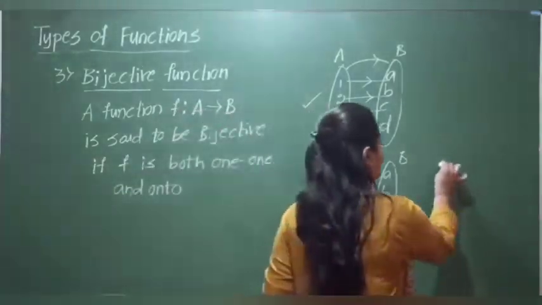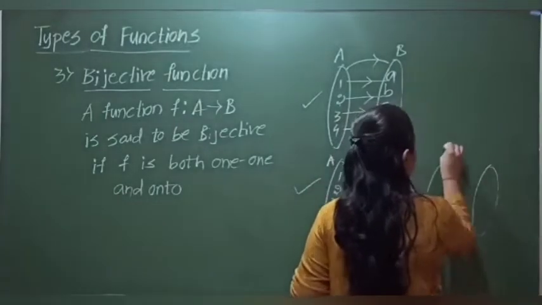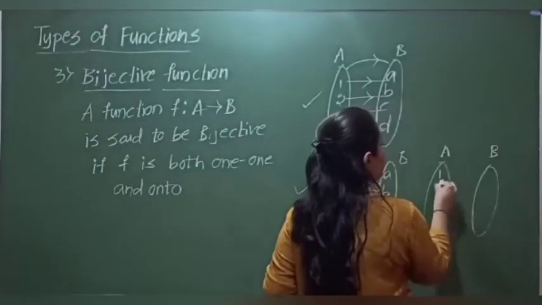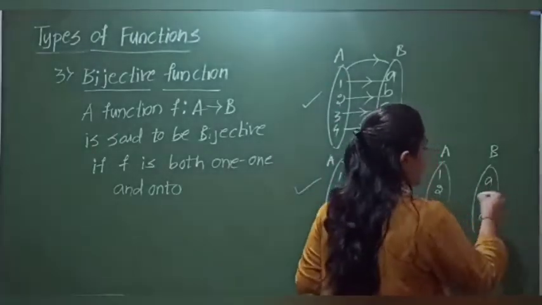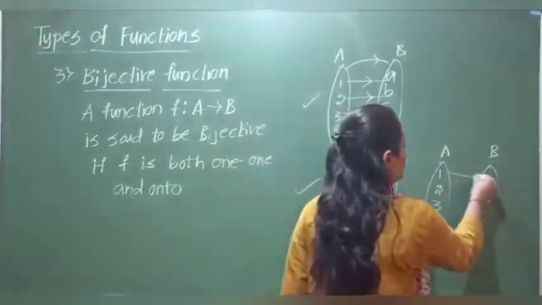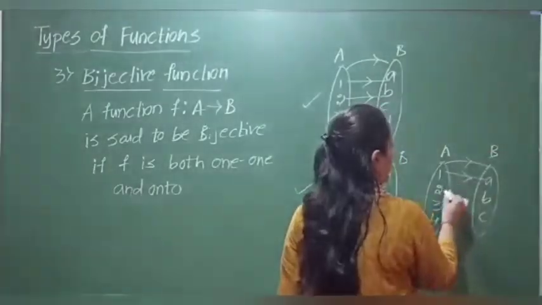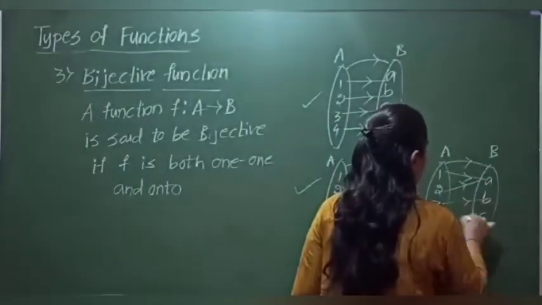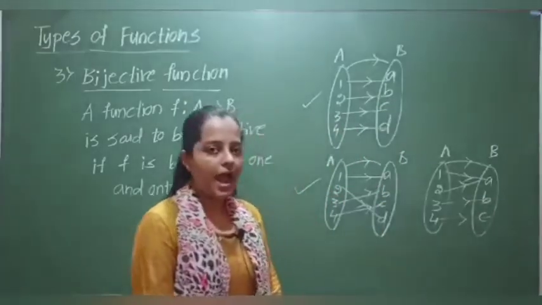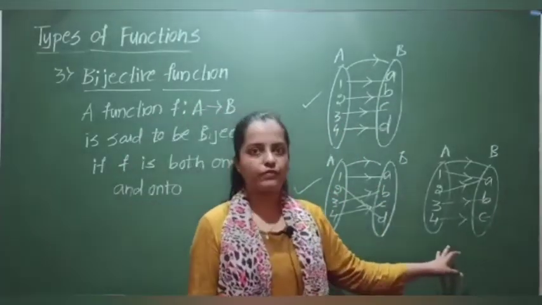Now I will take another example. We will think, is it a bijective function or not? A has elements 1, 2, 3, 4. B has elements A, B, C. Now 1 is related to A and 2 is related to A also. 3 is related to B and 4 is related to C. Is it a bijective function or not?